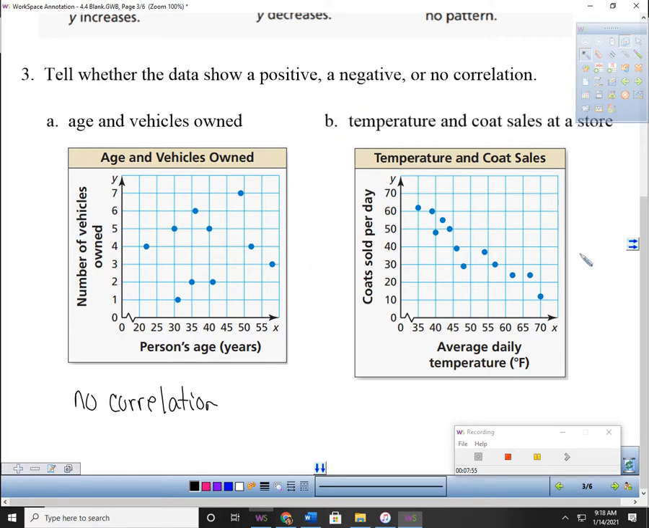All right, temperature and coat sales. So if you're looking, you've got your temperature down here on the bottom, and then the number of coats sold every day. This is the temperatures increasing, right? So do you have a positive correlation, a negative correlation, or no correlation? Negative correlation. And I want to point this out. It makes sense, right? When the temperatures are colder, you sell more coats, right? But as the temperature increases, you sell fewer coats, which makes sense, right? People aren't buying coats when it's 80 degrees outside.